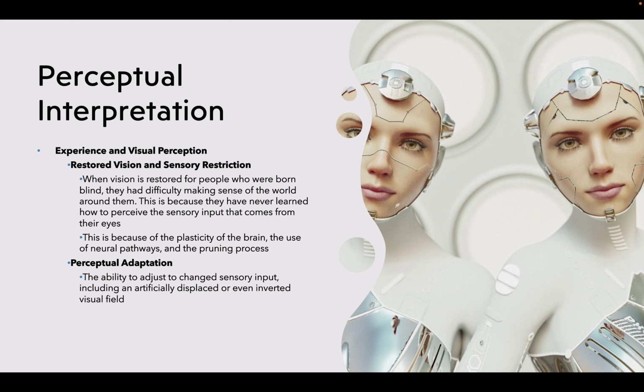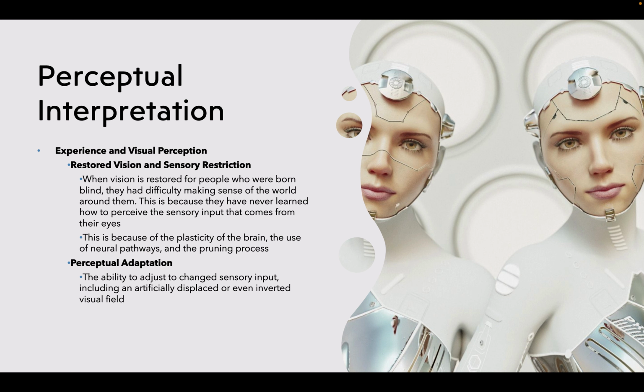Perceptual interpretation. So we all interpret our vision differently. And we do this based on our experiences. So the way we perceive things is, like we talked about, reflective of our experiences and our expectations. So how does experience affect our visual perception?